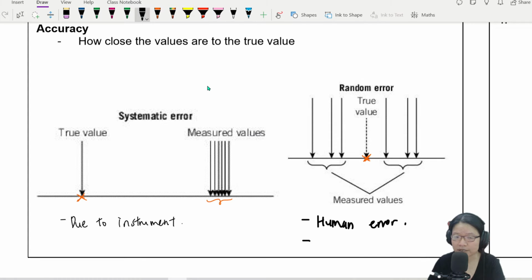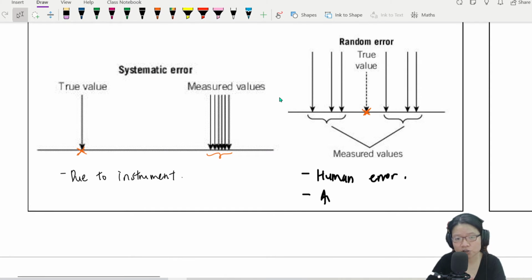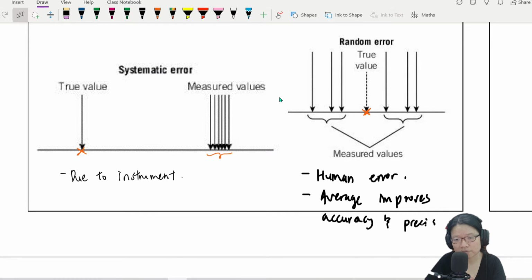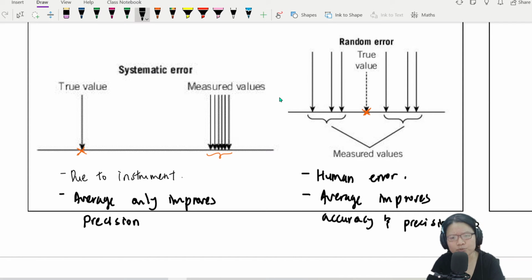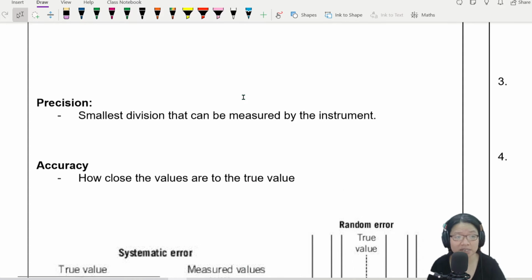Okay, so in this case, taking the average improves accuracy and precision. Whereas for this one, the average only improves precision. Then you might be thinking to yourself, teacher, accurate and precise are not the same thing? No. Let's look at accuracy and precision.